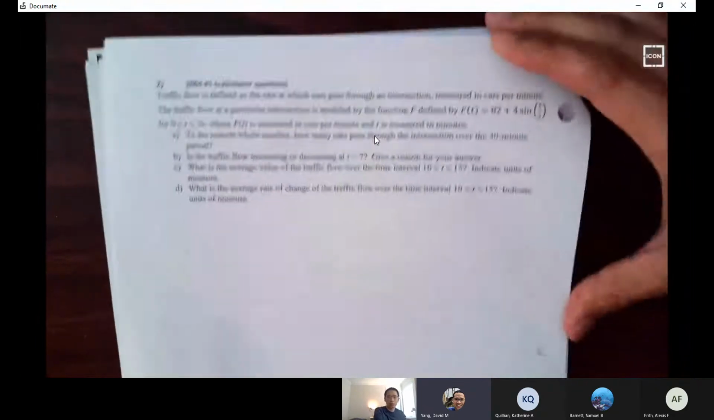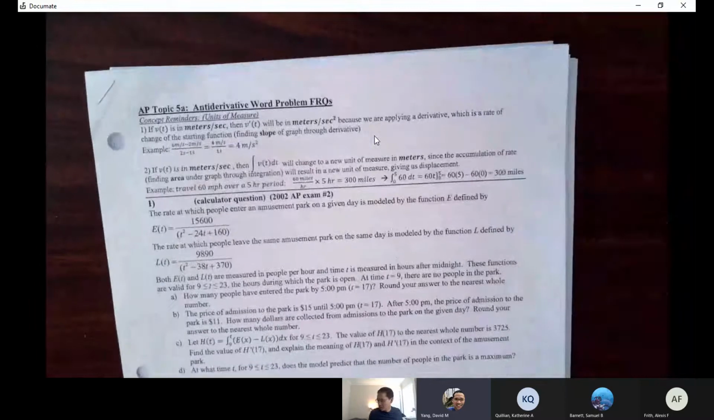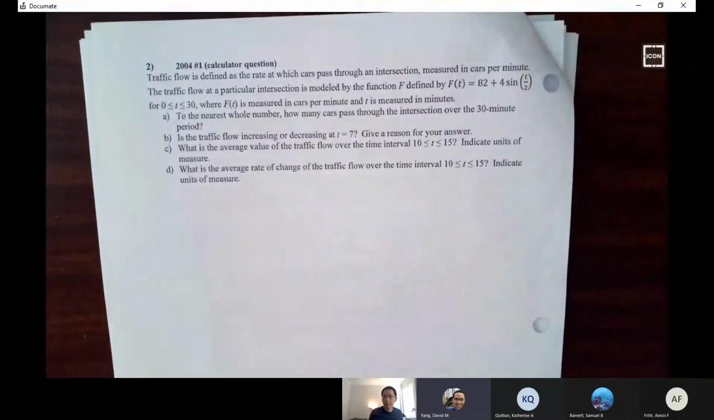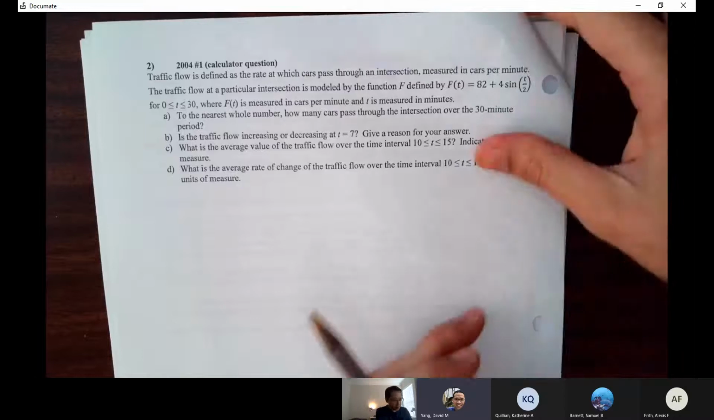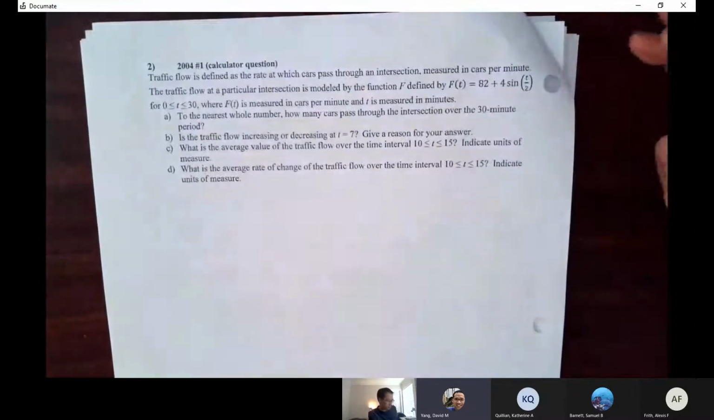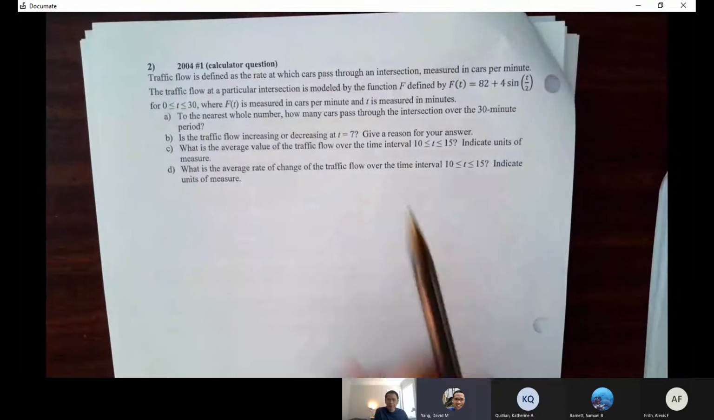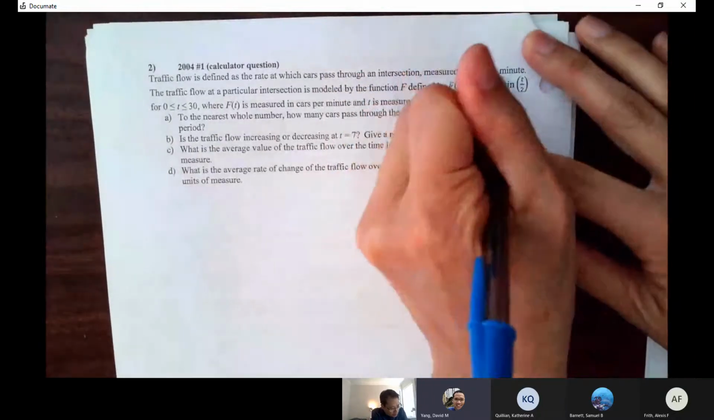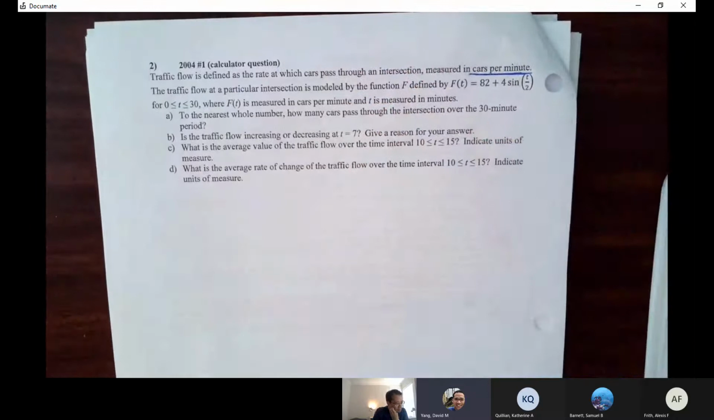All right, let's do number 2 off of the antiderivative word problems, FRQ. Number 2 says traffic flow is defined as the rate at which cars pass through an intersection, measured in cars per minute. So that's an important unit to keep in mind there. Traffic flow is a rate.